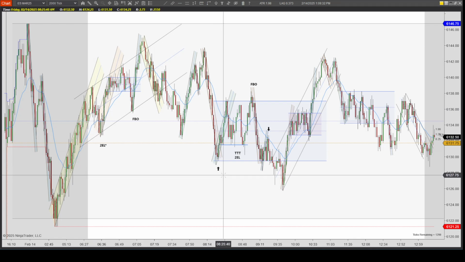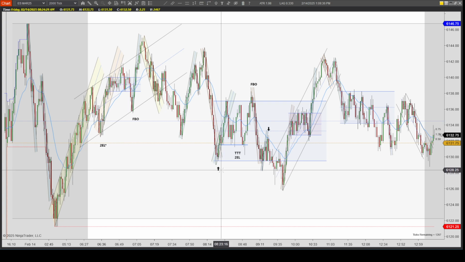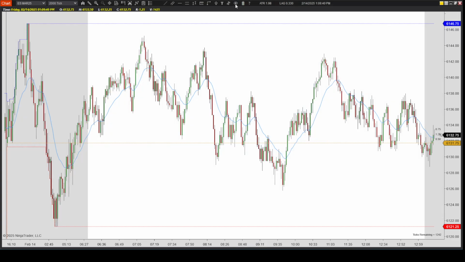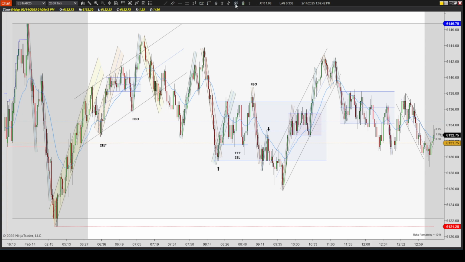February 14th, 2025. This is the S&P 500 E-mini futures on the 2000 tick chart using NinjaTrader 8. This is what the chart looked like today, and this is how I drew it up. I didn't take a trade today. There was no real setup. There was maybe one setup early on, but I missed it. And there wasn't really anything else that set up because it was a low volume, low volatility day.